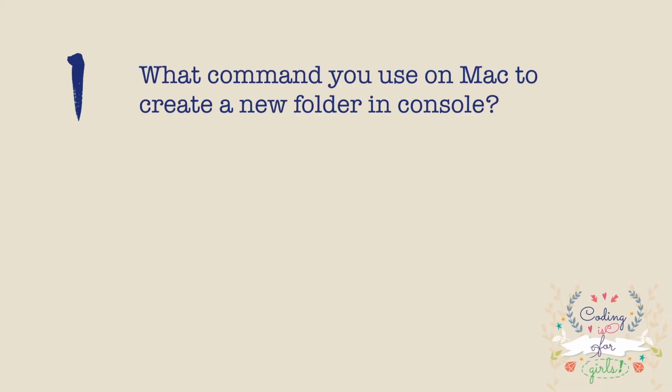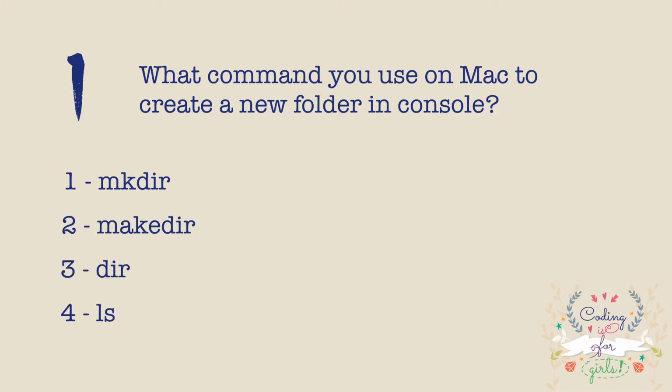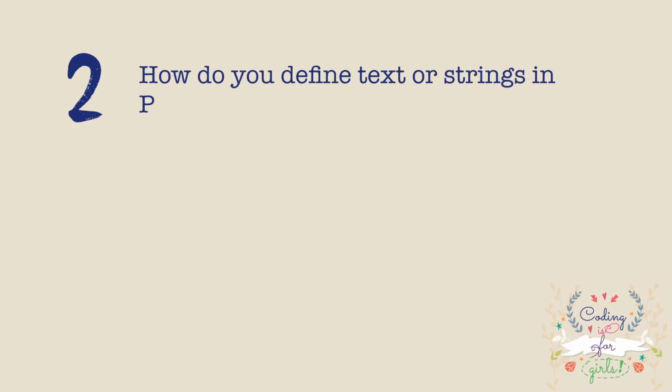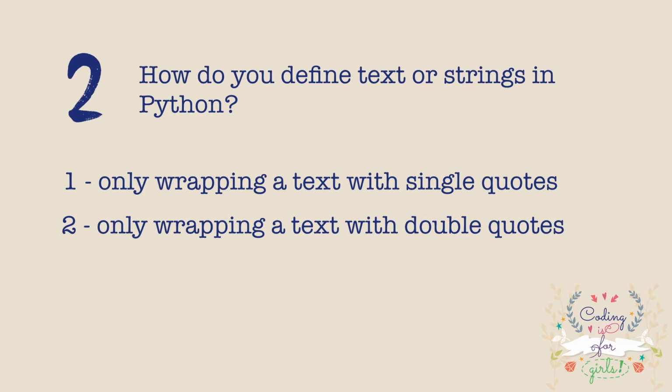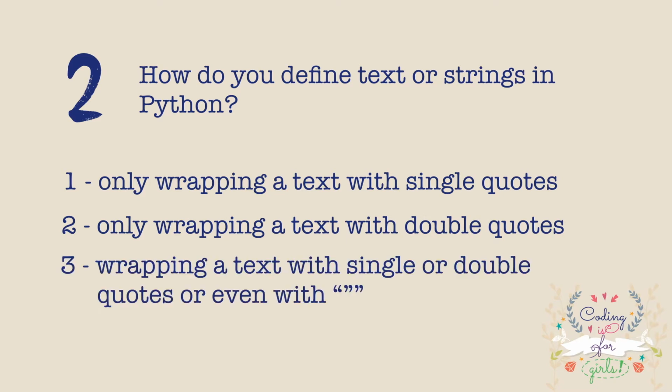Question number 1 is what command do you use on Mac to create a new folder in console? 1. mkdir, 2. makedir, 3. dir, 4. ls. Question number 2. How do you define text or string in Python? 1. Only wrapping a text with single quotes. 2. Only wrapping a text with double quotes. 3. Wrapping a text with single or double quotes or even with triple double quotes. 4. None of the above is true.